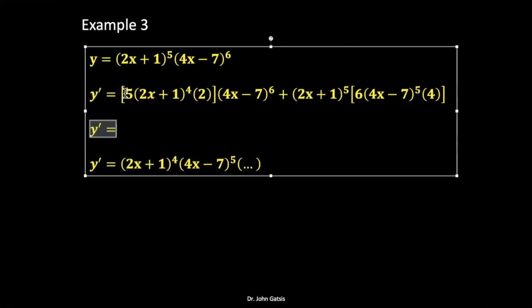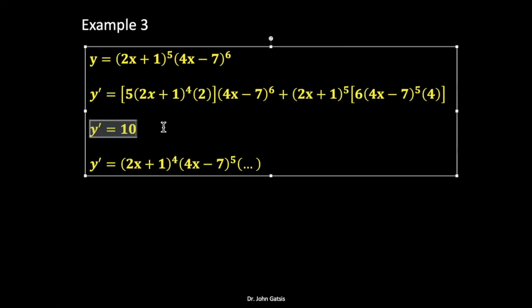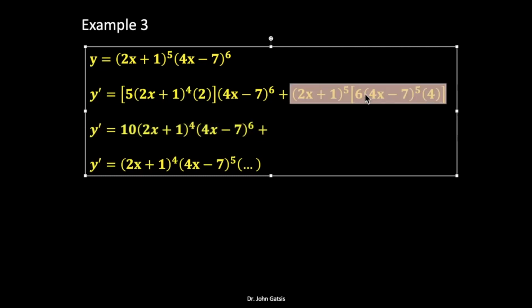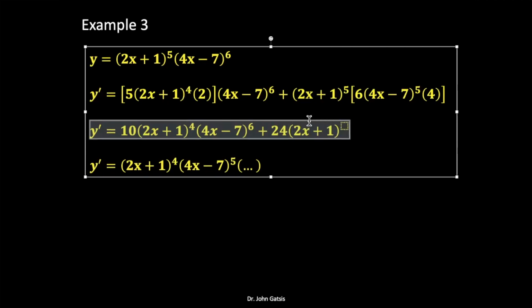So the first thing I'm going to do is just filter out all the stuff that's monomial. So 5 and 2 is 10. And then you have 2x plus 1 to the 4 and 4x minus 7 to the 6. In the second pair here, we have 6 times 4 is 24. And then you have, again, 2x plus 1 to the 5. And 4x minus 7 to the 5.